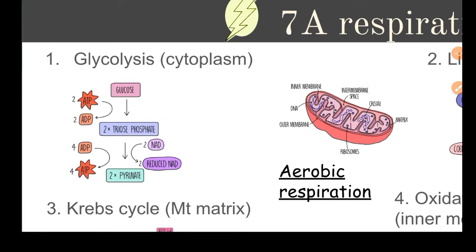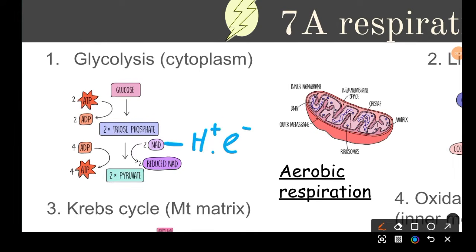What does this mean? Okay, so NAD is a carrier molecule. It carries hydrogen ions and electrons to the last step, which is oxidative phosphorylation.